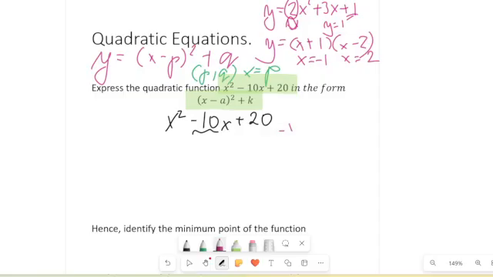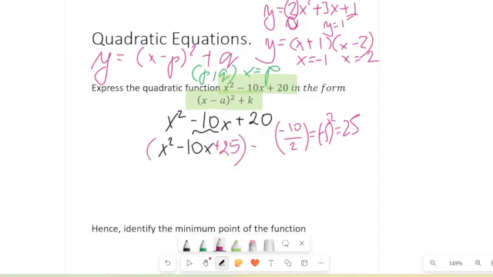So that will be minus 10, half it, that's -5, and then you square it, so that will be 25. Now I keep the first two terms, x squared minus 10x, and then I add 25, and then minus 25 and plus 20. That's what you always do, guys. So you're adding and subtracting the same number that you got.